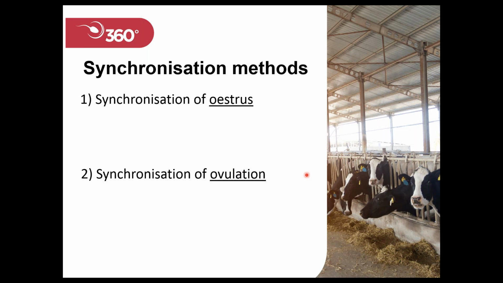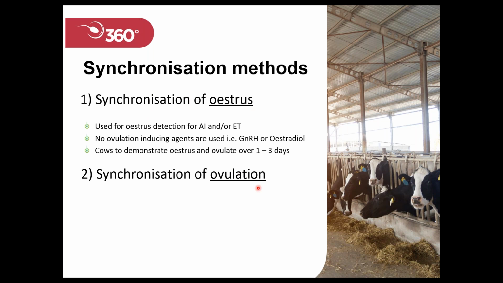So as I described at the beginning of my presentation, there are two ways to group synchronization protocols. We have synchronization of estrus and we have synchronization of ovulation. Now, synchronization of estrus is commonly used when you are happy to do estrus detection for artificial insemination or embryo transfer. And in these programs, it is not essential to use inducing agents for ovulation, for example, GnRH or estradiol. And in these programs, the aim is that the cows are ovulating and showing behavioural estrus over approximately 1 to 3 days.